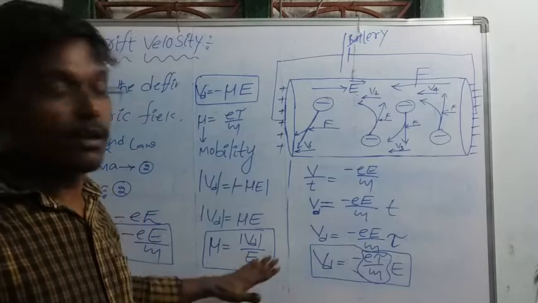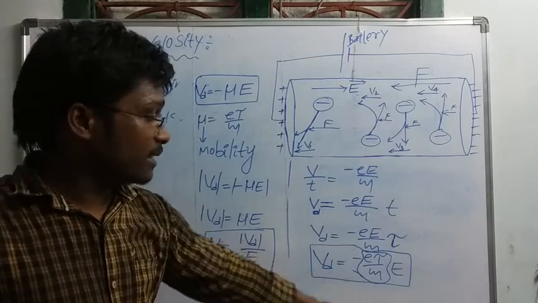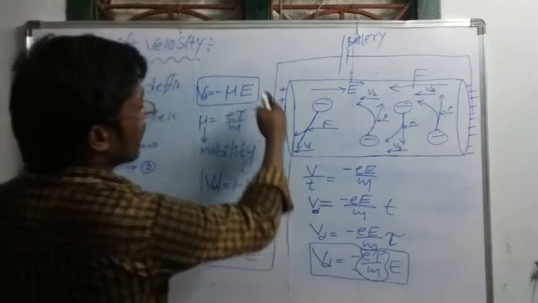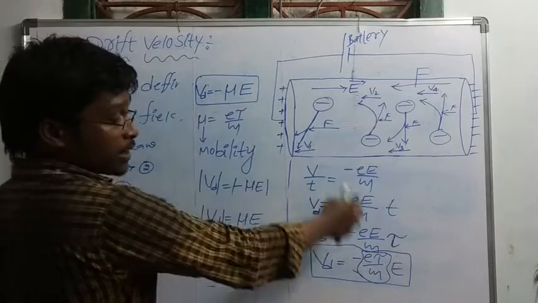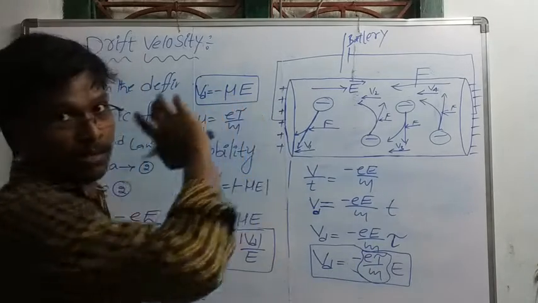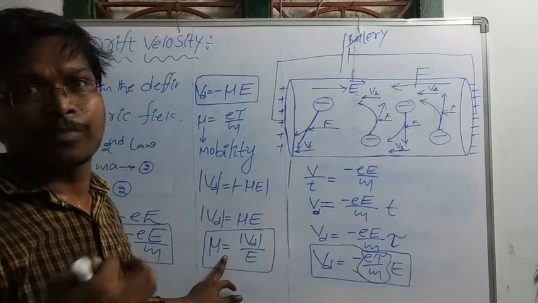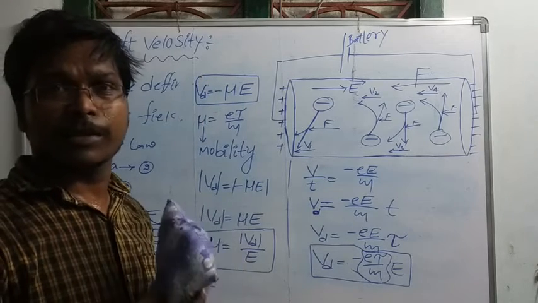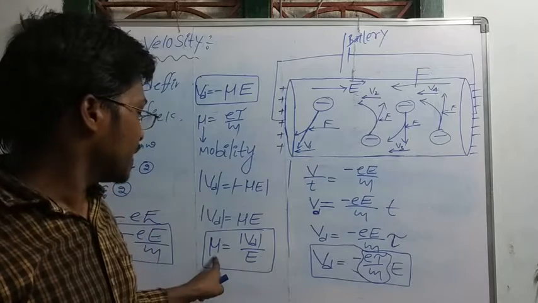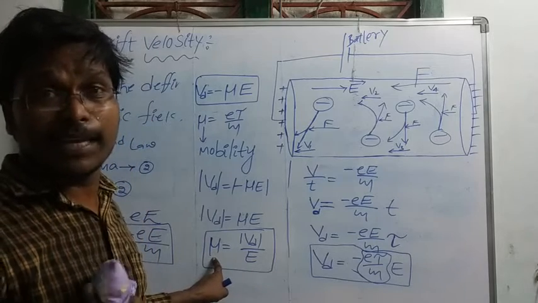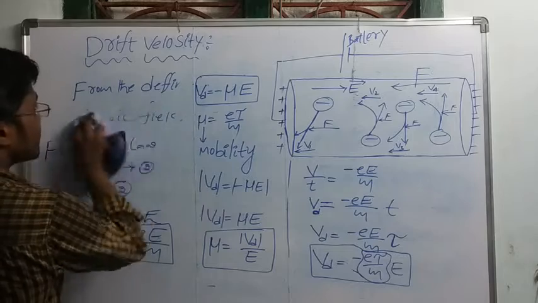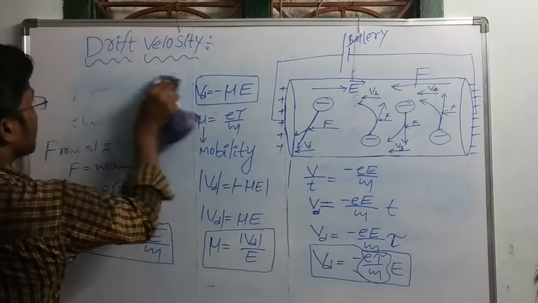I hope you understood. This is the final expression. In this final expression, I made a conversion. Instead of this term I wrote mu. Mu is nothing but mobility. So the mobility formula is this one. Okay. Now this concept is going to end. Finally we can write the units of this mobility.